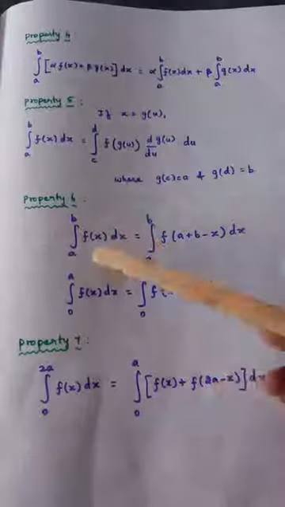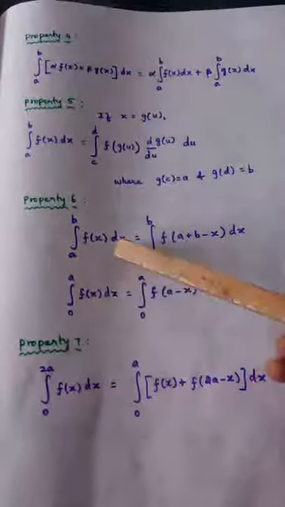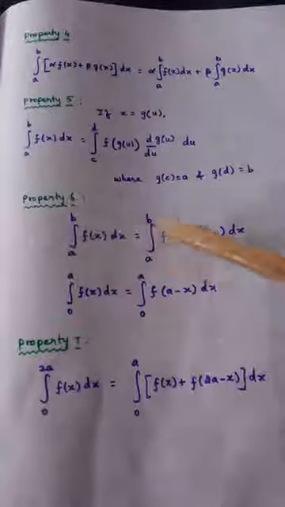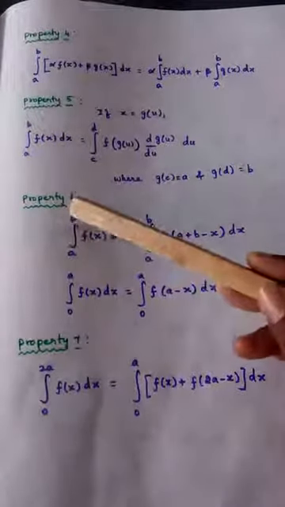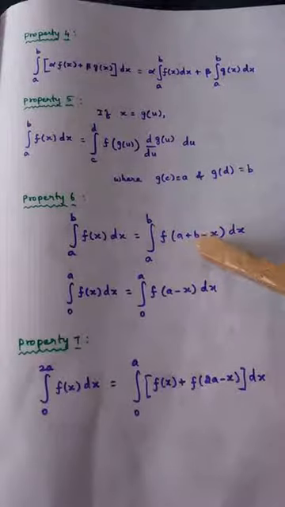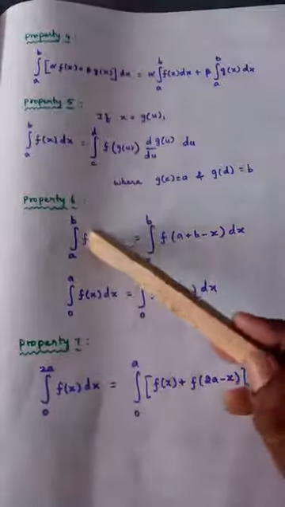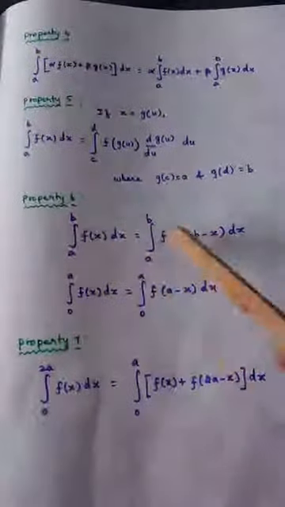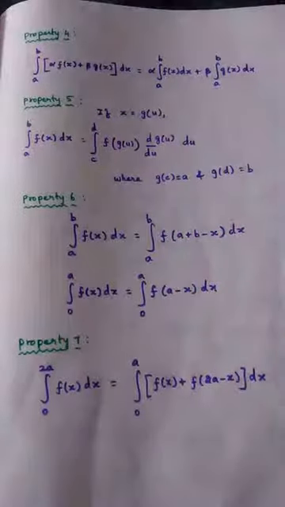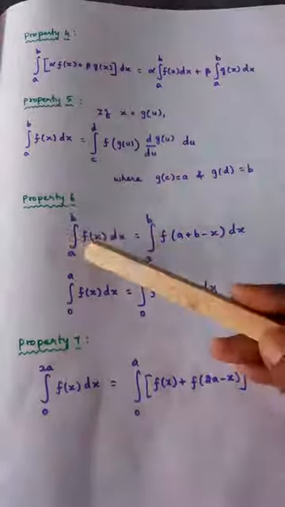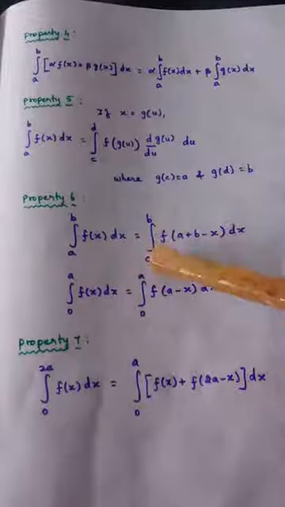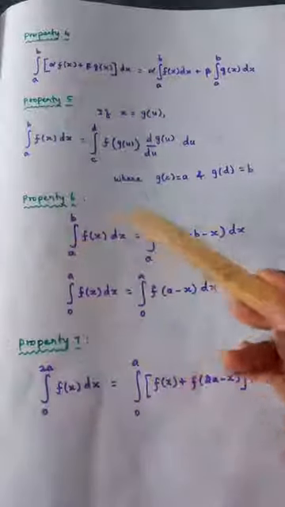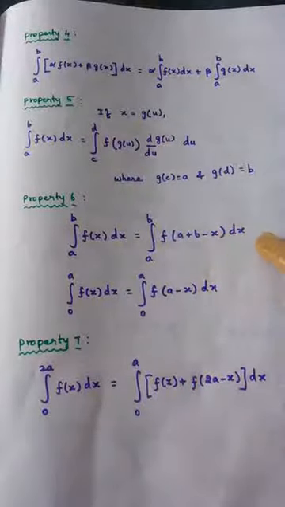Property 6. Integral a to b f of x dx can be written as integral a to b f of a plus b minus x. This x can be replaced by a plus b minus x. These two will give the same answer. That is what property 6 says. Integral a to b f of x dx can be written as a to b f of, in place of x even we can write a plus b minus x. The answer will not change.